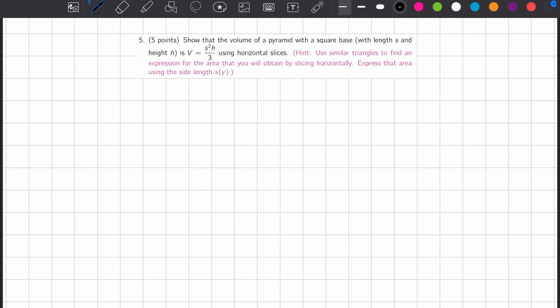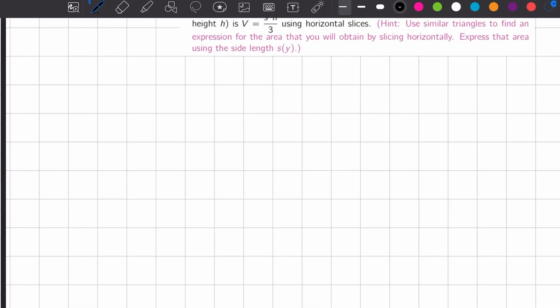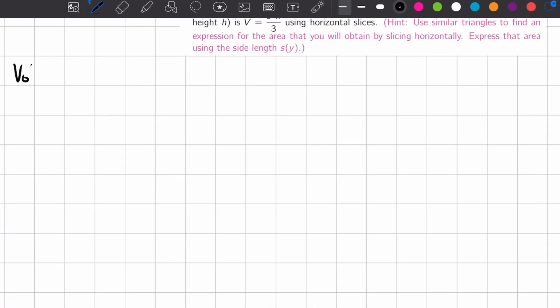Okay, this one right here. For the fifth problem, we want to show that the volume of a pyramid with a square base, with side length s and height h, is V equals s squared h over 3, using horizontal slices. So let's recall volume by slicing.